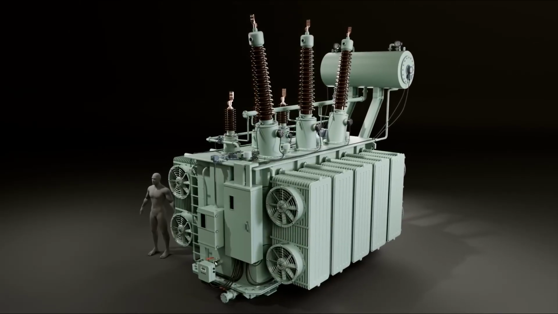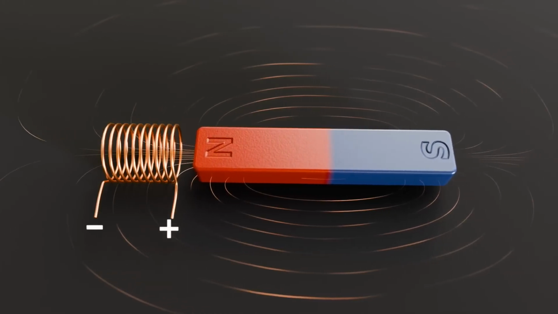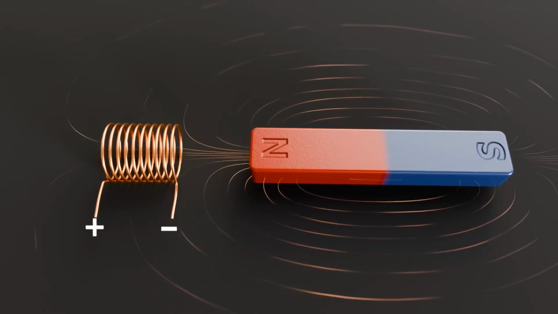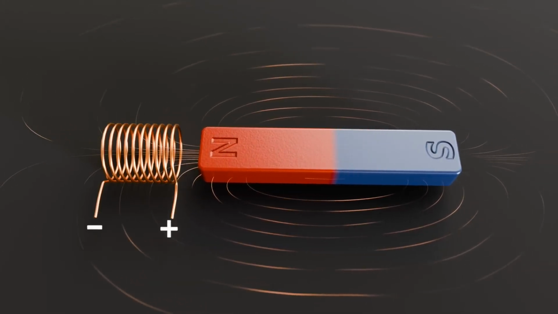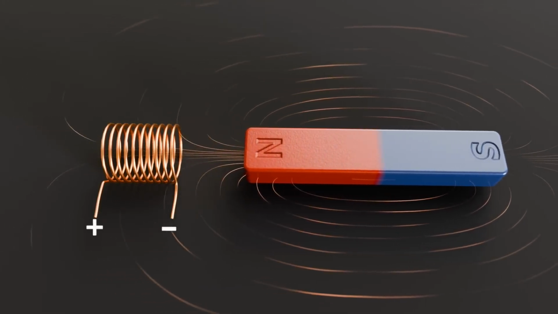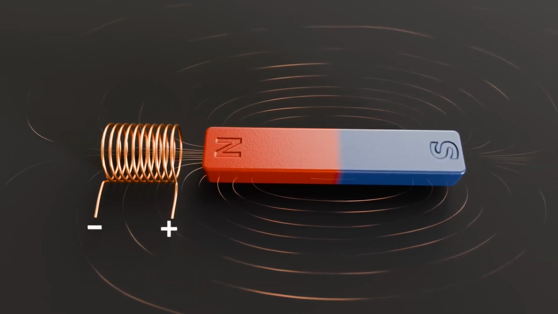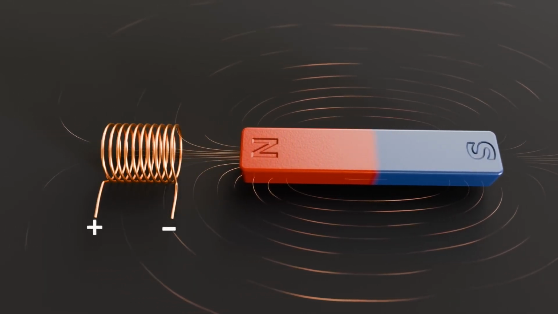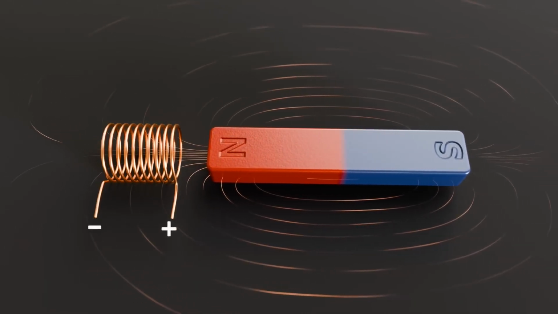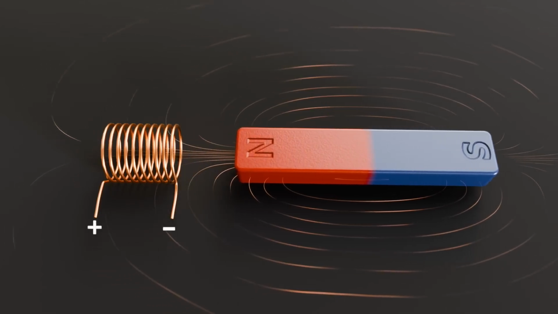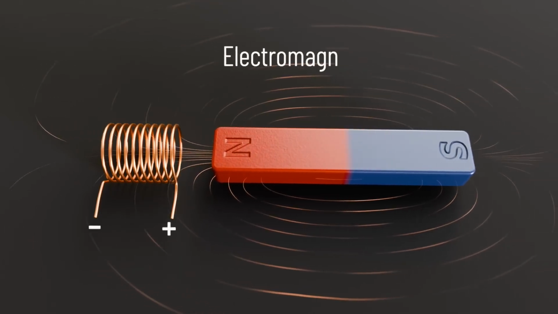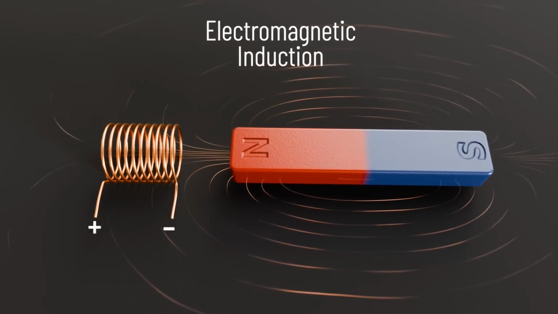When we move a magnet near a coil, a voltage is induced in the coil. This occurs due to a change in the number of magnetic field lines passing through the coil, or alternatively, we can say there is a change in magnetic flux linking with the coil. This phenomenon is known as electromagnetic induction.